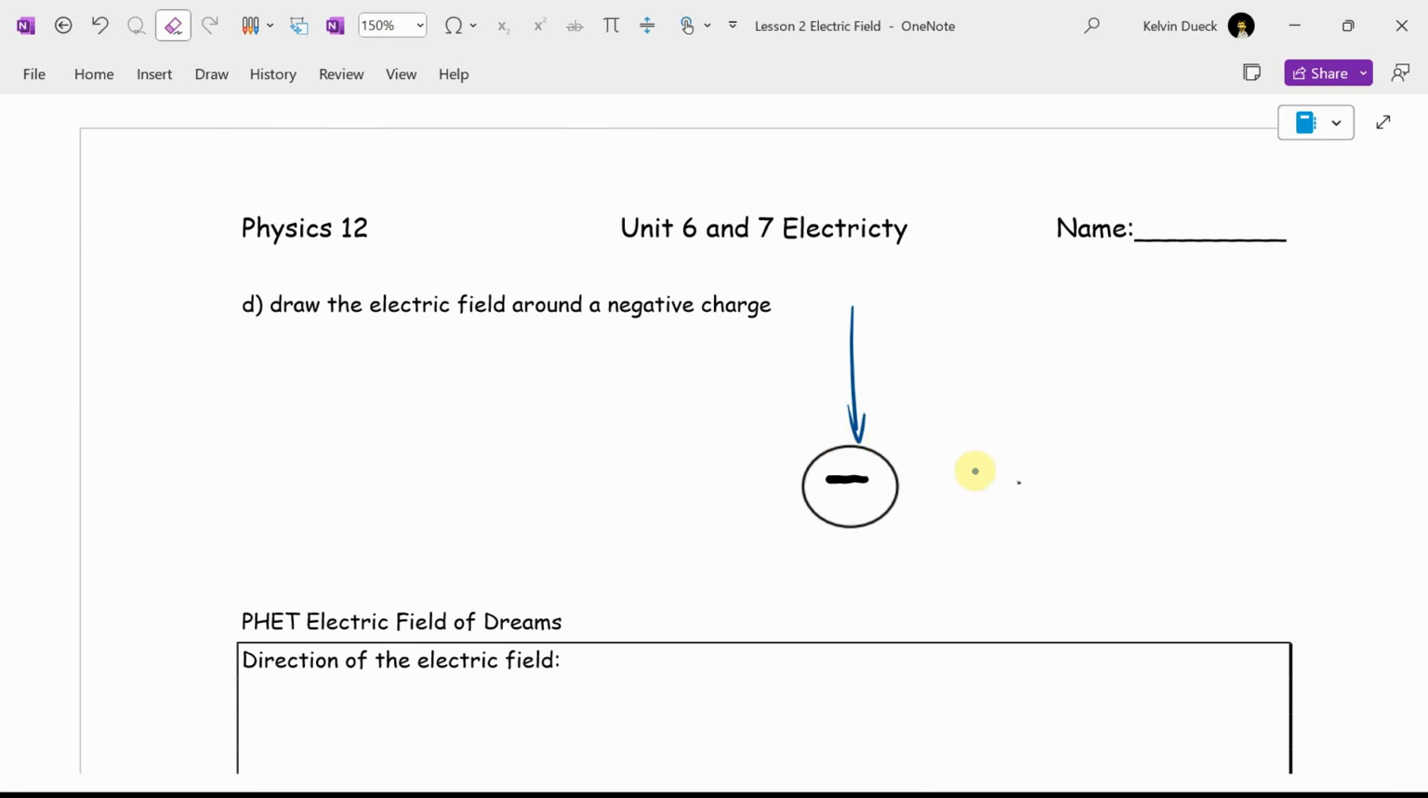Why do I have the arrows pointing towards? Because that's which way a positive would want to move if it could. It would look like that. And if I saw those 2 diagrams side by side in the same picture, I would say, oh yeah, the negative charge is twice as big, magnitude-wise, as the positive charge.